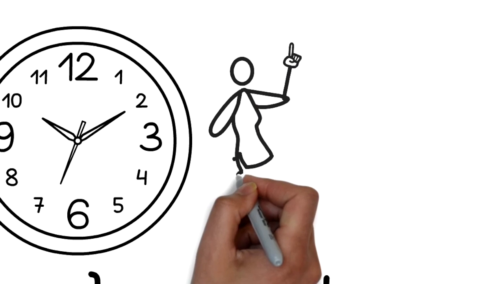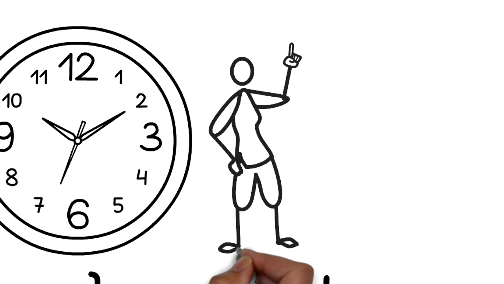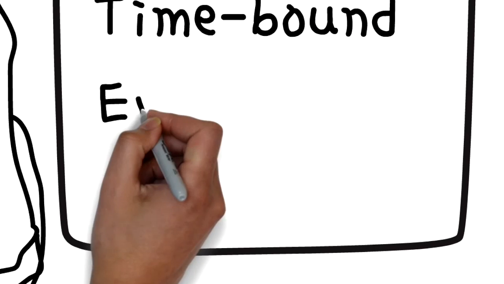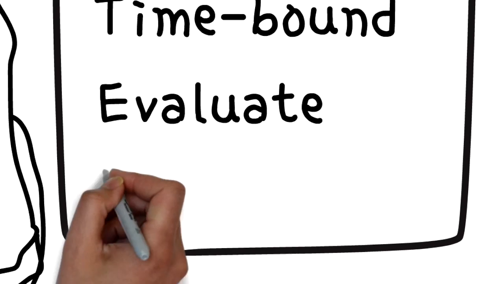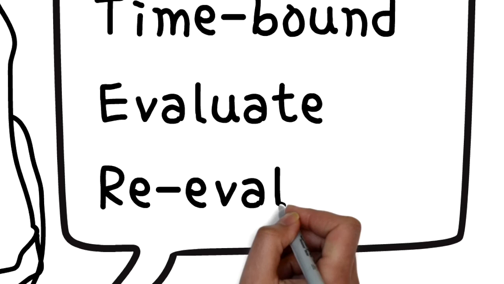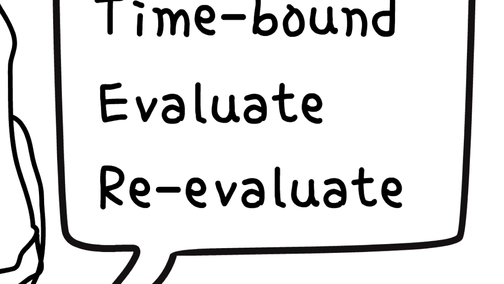After doing all these steps, we can take the process a bit further by adding an E and a further R, turning SMART goals into smarter tasks. Here the E stands for evaluate, and the extra R stands for reevaluate.